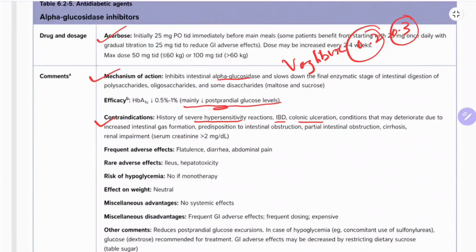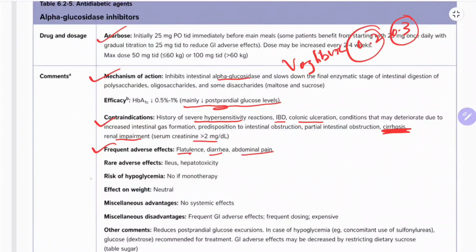So patients with dyspepsia should not be given this, and patients who have liver disease, cirrhosis, should not be given it. Renal impairment, creatinine more than 2 mg per deciliter. That means in CKD patients, liver patients, and GI condition patients, you should not use these drugs. Frequent adverse effects: flatulence, diarrhea, abdominal pain. You remember just these things.